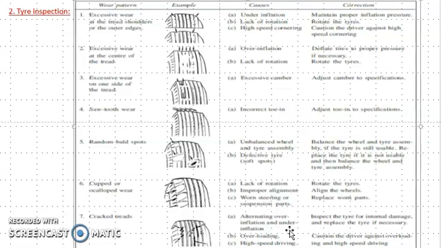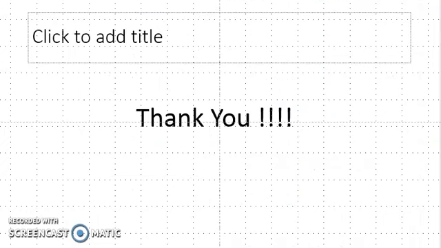Okay, these are some of the wear patterns, and there are also some corrections so that this type of wear should not happen. We have learned tire rotation, tire inspection and some corrections. Okay, I think here we have to stop. Thank you.